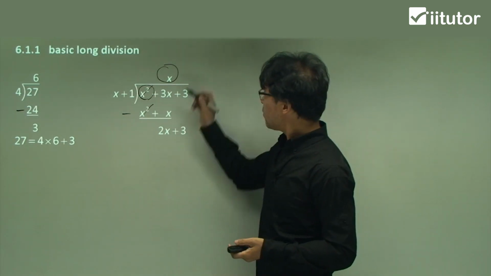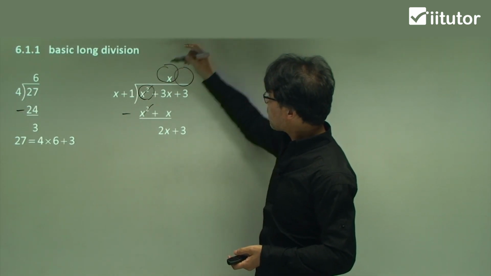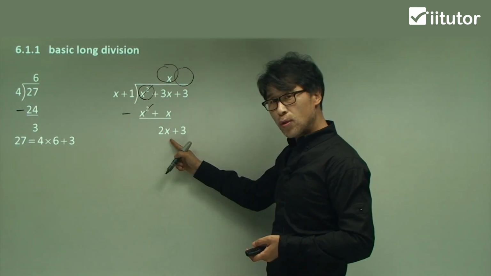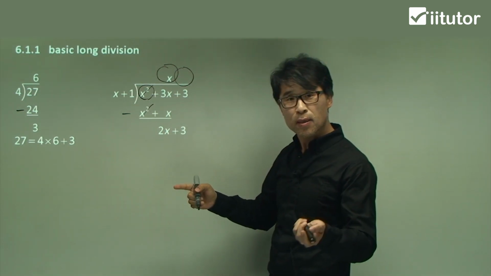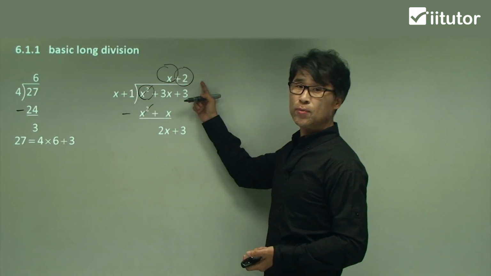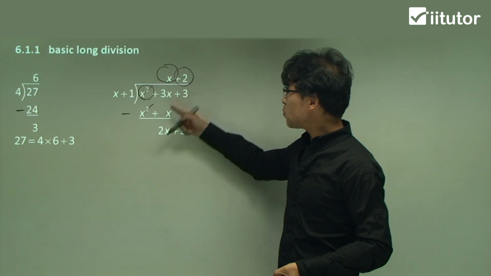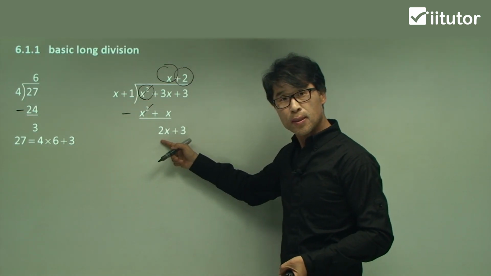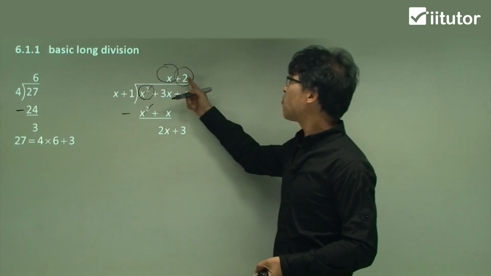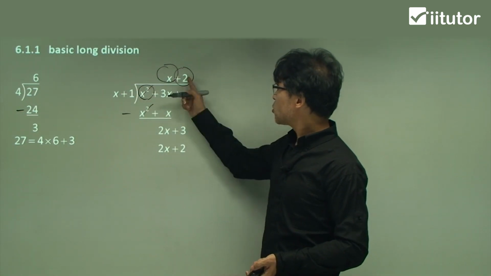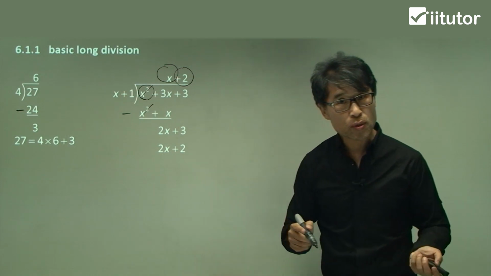Okay, so now look at the next term. So x times this will be 2x. What's your answer? Obviously 2. Okay, so x times 2 should be 2x. And then we need to perform it. Okay, 2 times x will be 2x. 2 times 1 becomes just 2.